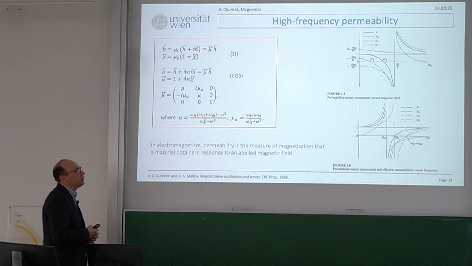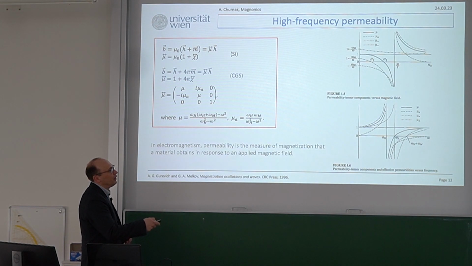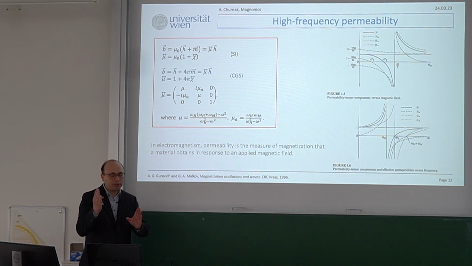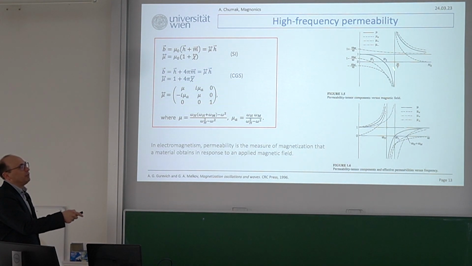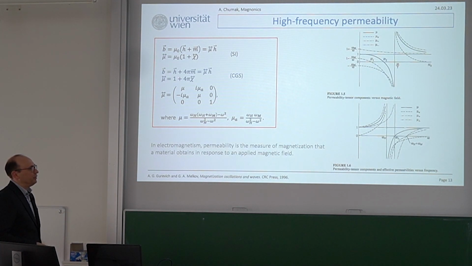If you now plot mu as a function of field, or again as a function of frequency, depending on what you change in the system, you again will get more or less the same result: you will get resonance at this value, where the permeability goes to minus infinity or plus infinity.